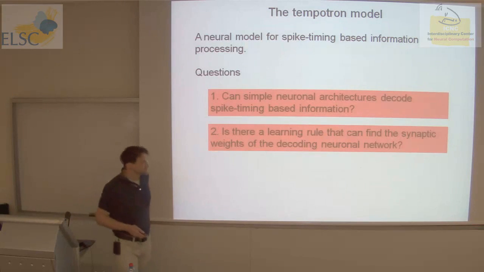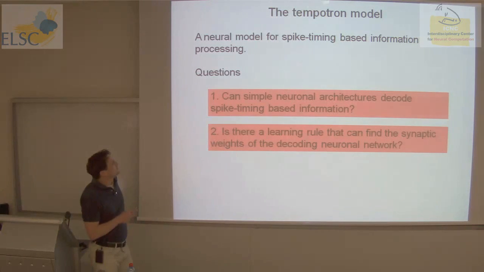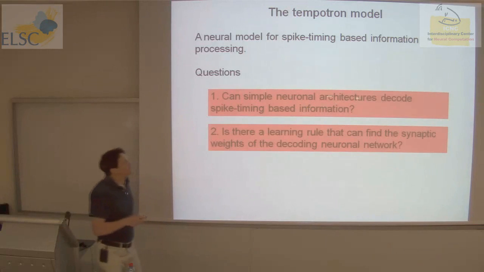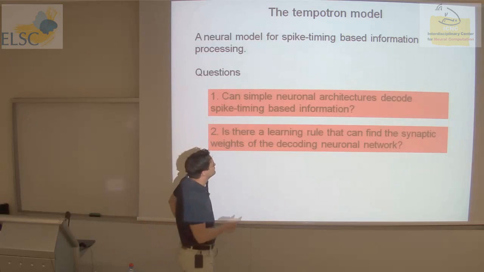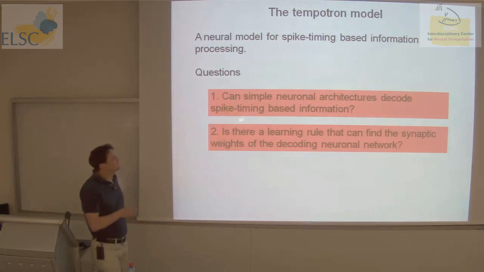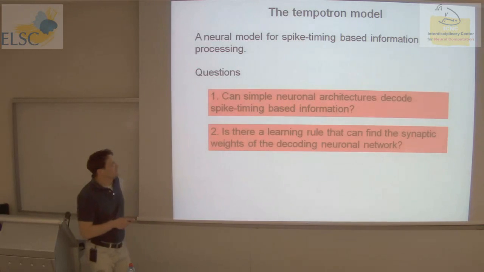This is almost a historical review. What started us were these 2 questions. The first question was, can a simple neural architecture decode spike-timing-based information or not? When we started, this was a debated and really open question. The related question was, even if the architecture would be sufficient to decode spike-timing-based information, could we come up with a simple, plausible biological learning rule that could actually realize such decoding networks?